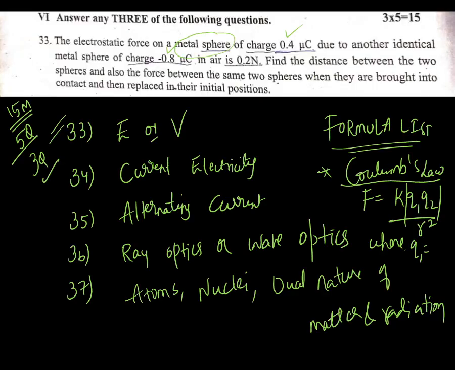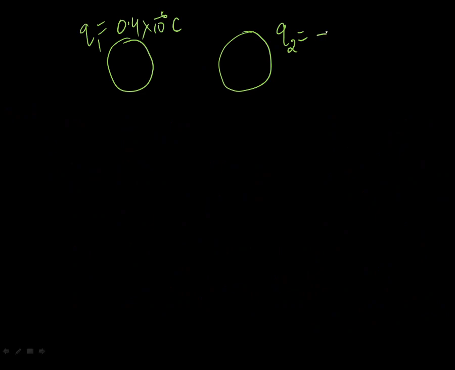Whereas the second sphere consists of negative charge. This is also given in micro. So let me convert it into SI unit. So 1 microcoulomb is 10 raised to minus 6 coulomb. Now, what is the distance between these two spheres is what they are asking as the first part of the question. And they have also given one more data.